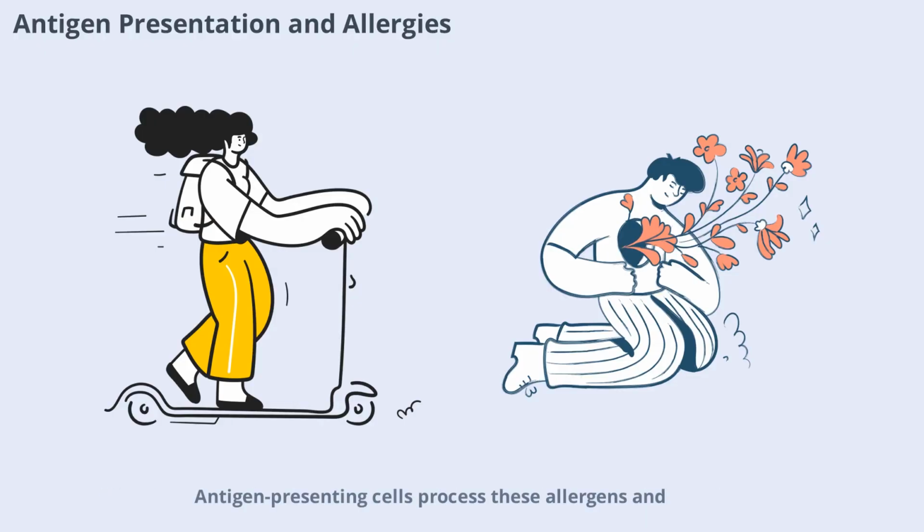Antigen-presenting cells process these allergens and present them to helper T cells, which then stimulate an inappropriate immune response.